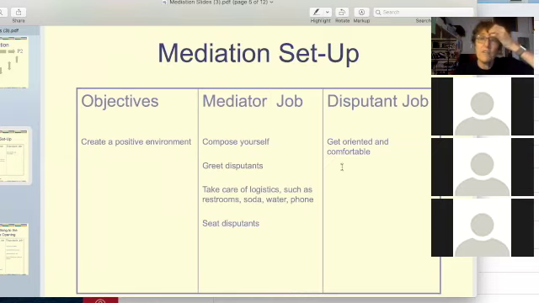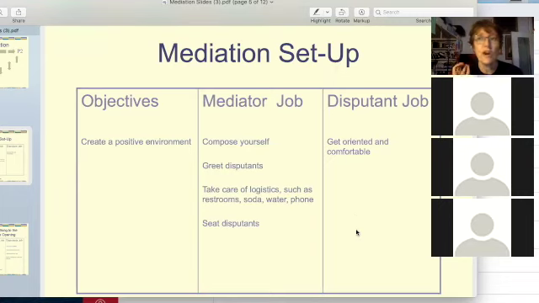Okay. What you want is just for the disputants to feel oriented and comfortable. Does anyone have any questions about the setup? Because that's what you're going to do the first assignment on. And as you can see, it's pretty short. It's not a lot of work. Anyone have any questions on the setup?